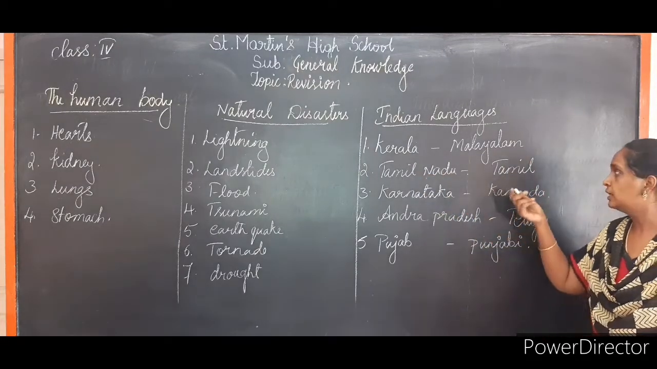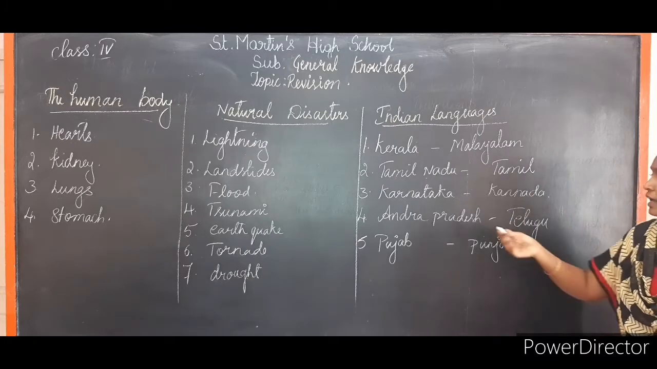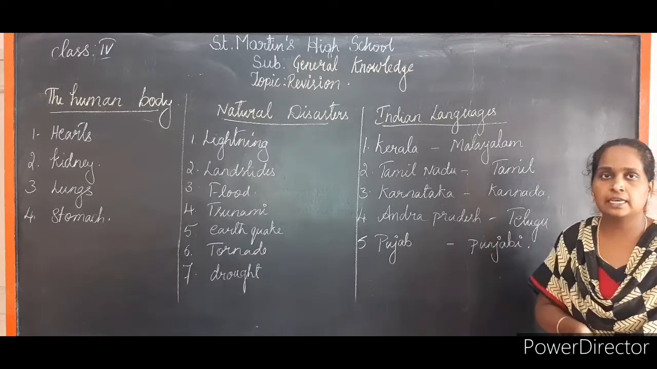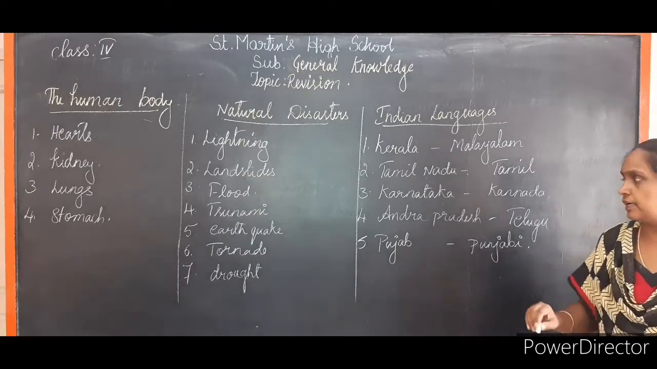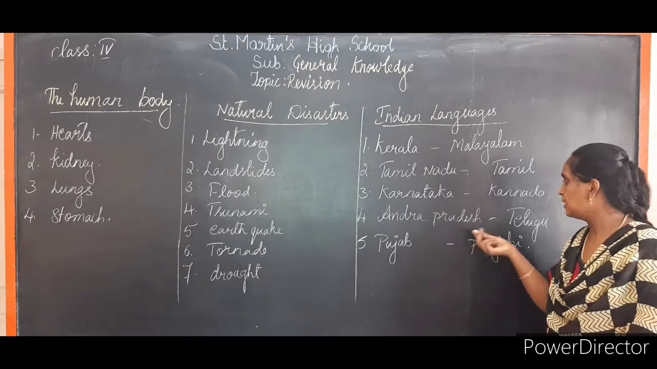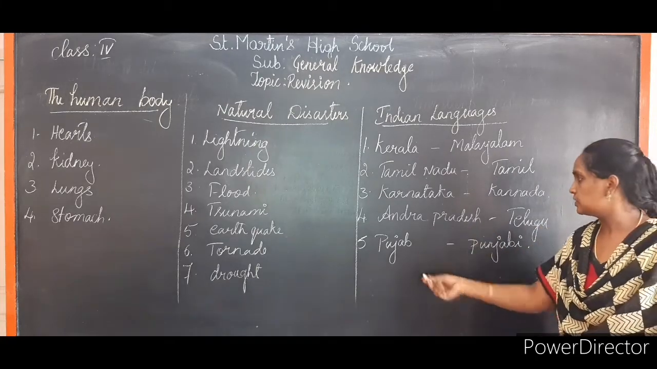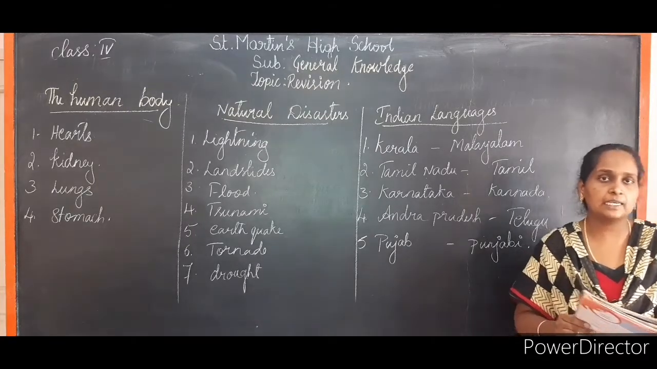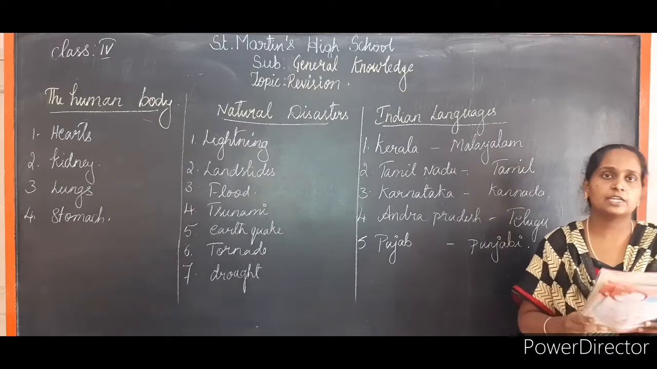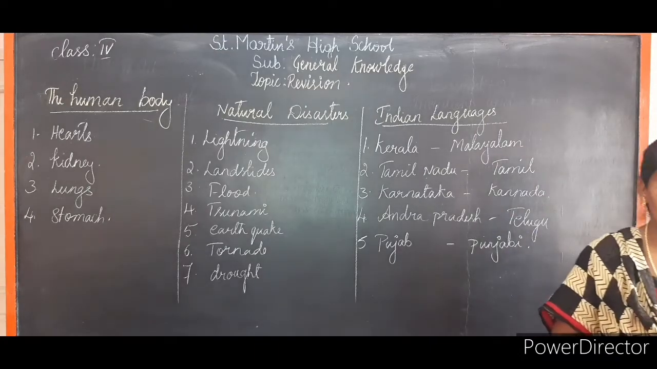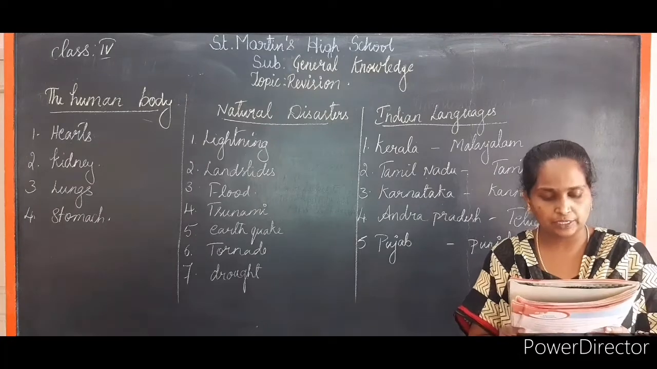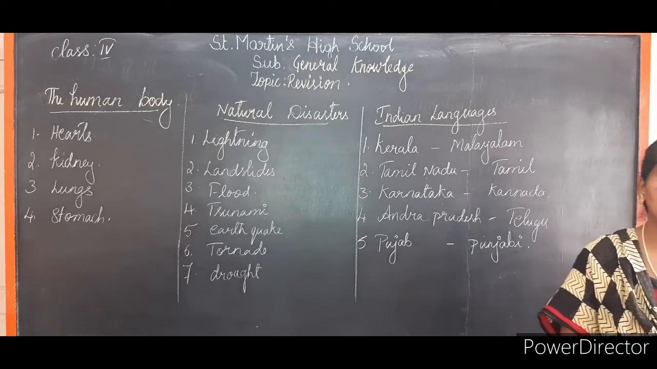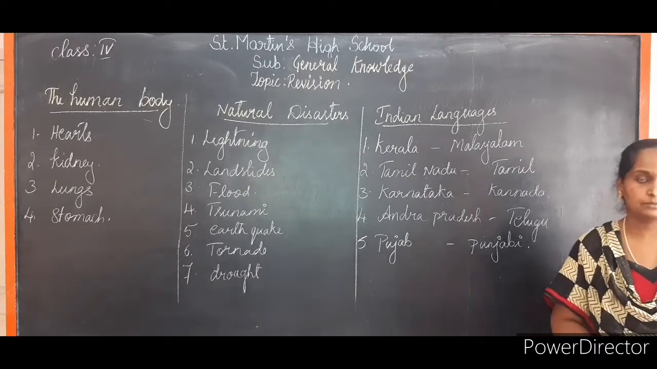In Tamil Nadu, it is Tamil. And then in Karnataka, Kannada. Kannada is the main language in Karnataka. And then Andhra Pradesh, Telugu. Punjab, Punjabi. Like that in Maharashtra, Marathi is the main language. And then Gujarat, Gujarati is the main language. Odisha, Oriya. Assam, Assamese. And then West Bengal, Bengali is the main language.